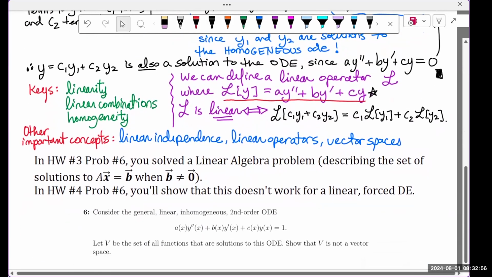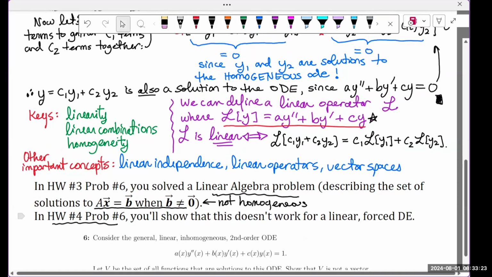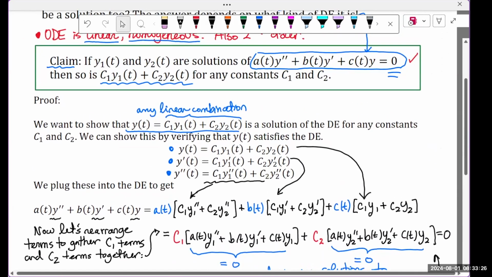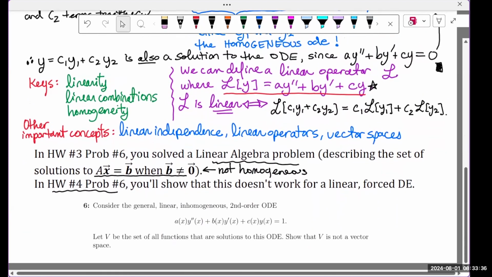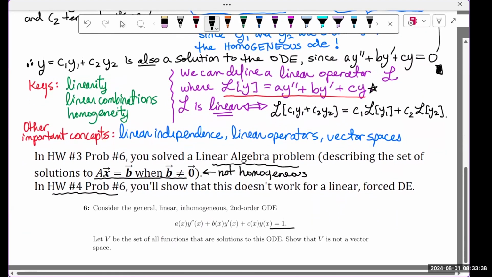Notice that in homework 3, problem 6, you solved a linear algebra problem that described the set of solutions to Ax equals b when the right-hand side b was not 0. In other words, not homogeneous. In homework 4, problem 6, you are going to show that what we claim above, in other words, that the linear combination of two solutions to our ordinary differential equation is also a solution, is not going to apply if we lose homogeneity.